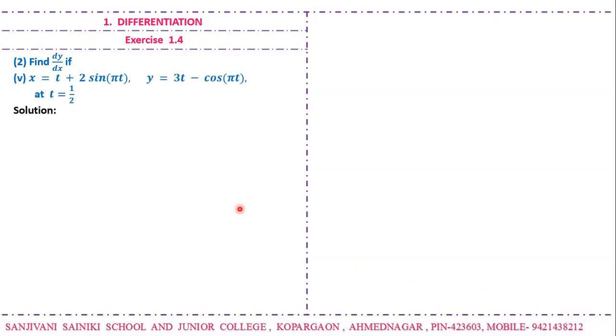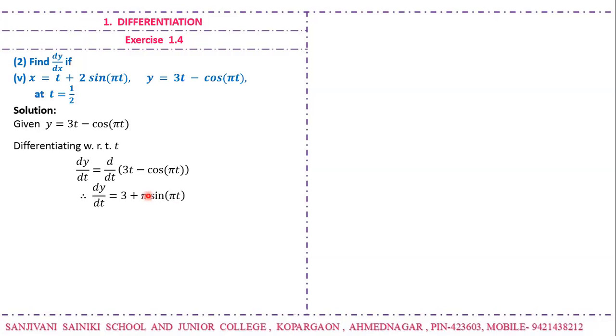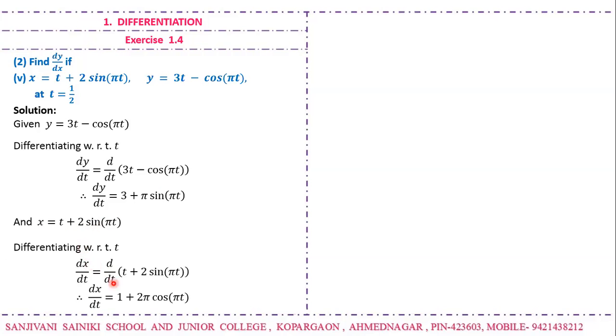Now the fifth example is x is equal to t plus 2 times sin pi t, y is equal to 3t minus cos pi t. Take y and differentiate with respect to t. So for 3t minus cos pi t, the derivative of 3t is 3, and the derivative of minus cos pi t is plus pi times sin pi t, because the derivative of cos f of x is minus sin f of x into f dash of x. And x is t plus 2 sin pi t. So again differentiate with respect to t, we get 1 plus 2 pi cos pi t.